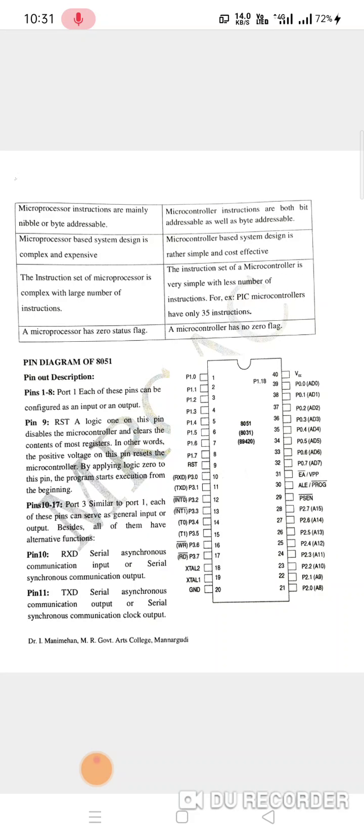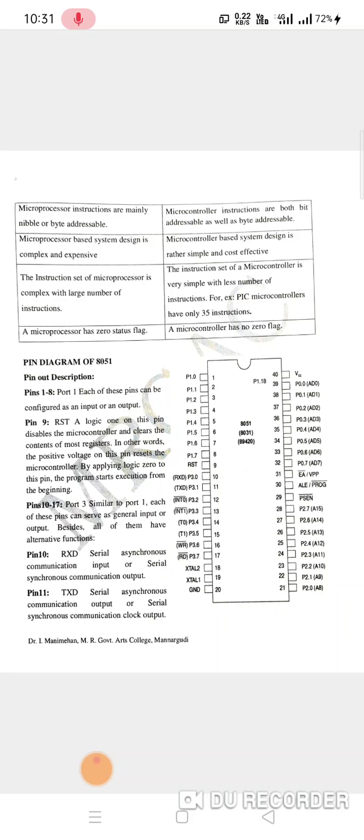Let us see. Pin number 1 to 8, port 1. Each of these pins can be configured as an input or an output. In port 1, each pin is configured as an input or an output pin. Okay.